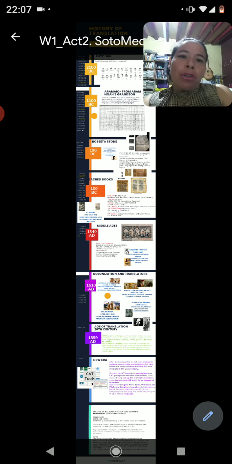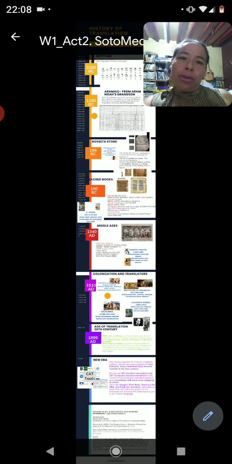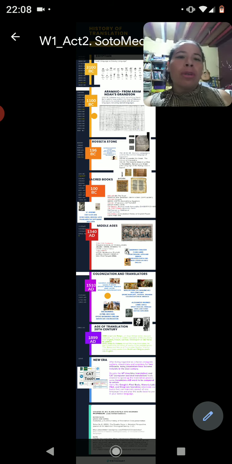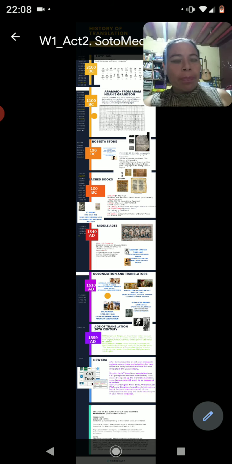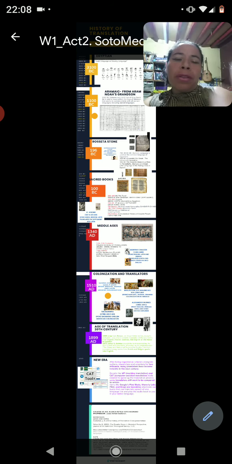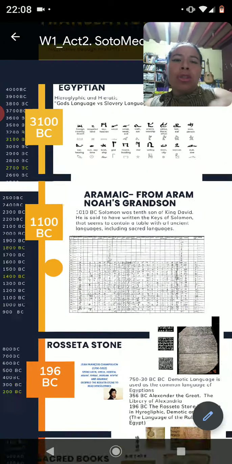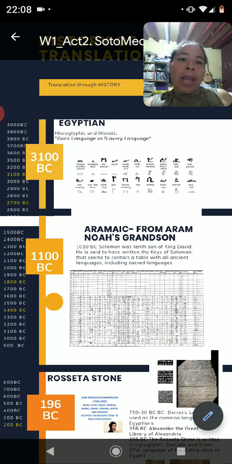First of all, I'm going to talk about the history of translation, and I'm going to talk about some approaches on translation, and finally, I'm going to talk about translation as a teaching tool. All right, so to start with, this is the timeline of the translation history.